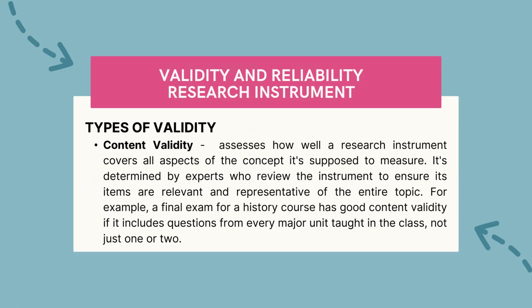It's determined by experts who review the instrument to ensure its items are relevant and representative of the entire topic. So the greater the number of items in your research instrument, the better, because it will really measure what it's supposed to measure. For example, here we have a final exam for a history course, which has good content validity, and it includes questions from every major unit taught in the class. Of course, not just one or two, but every major unit. Okay?